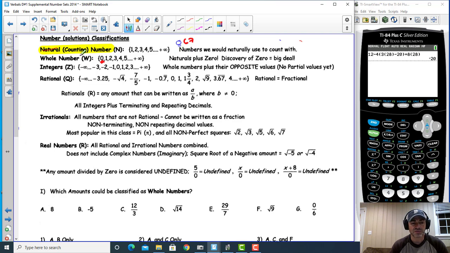When we expand the natural counting numbers to include the number 0, we have to redefine that set, and we give it a new name. We call it the whole numbers. And it's kind of easy to remember because the word whole has an O in it, which kind of looks like a 0. So the whole numbers include 0.